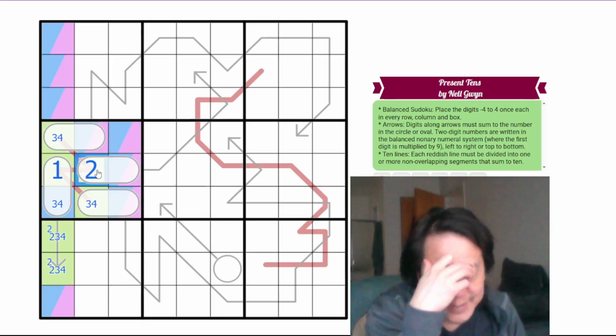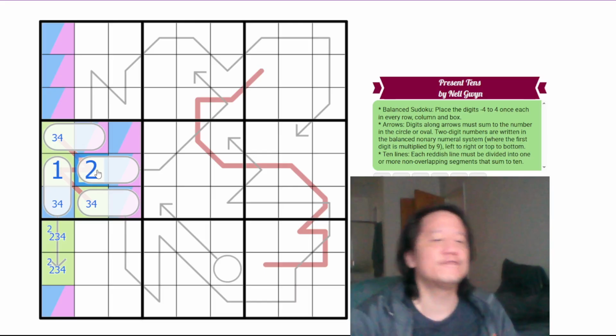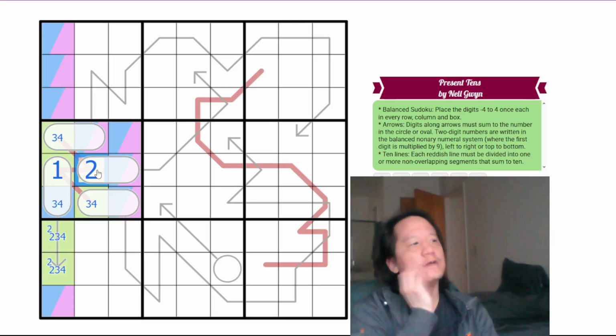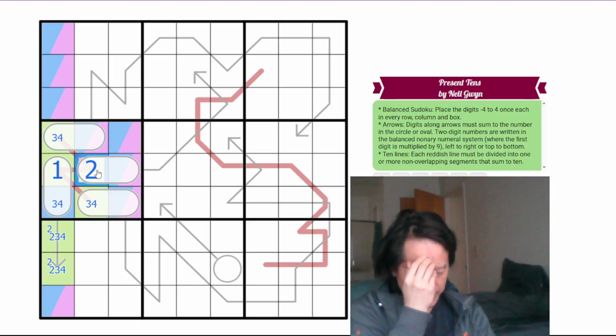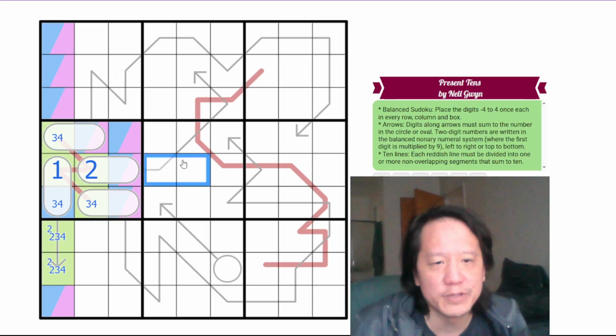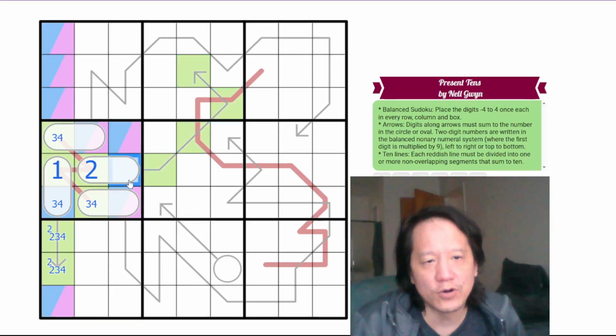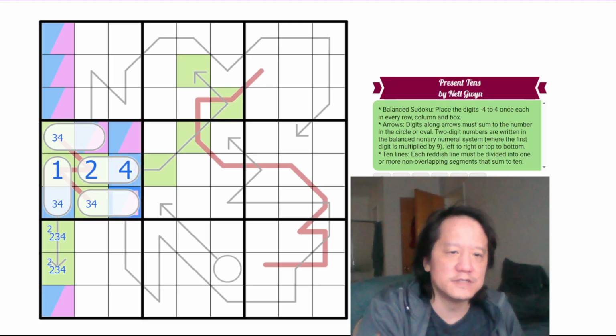So 2 times 9 is 18. Minus 4 means a minimum. Sorry, a maximum of... No, a minimum of 14. And that is what the maximum of this arrow can be. So this is 3, 4 as a pair. So this has to be negative 4. Since this is negative 4, this must be negative 3.